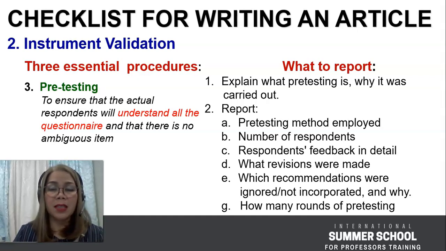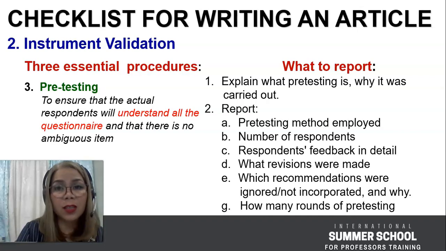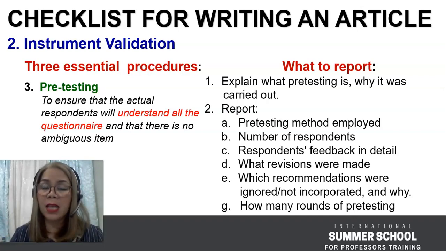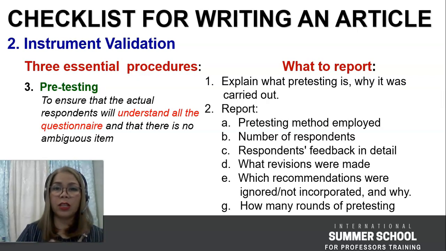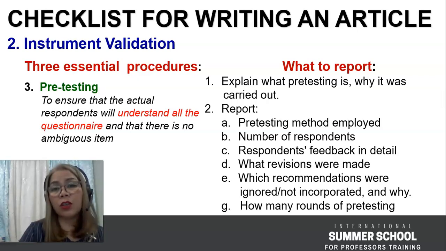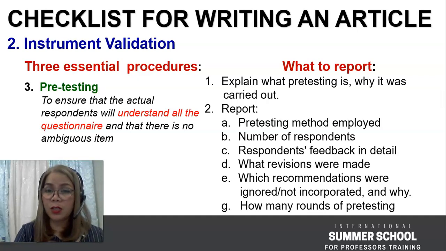For example, the actual respondents of the pre-testing suggested to improve the question items, but in our discernment, we think that it's all right. This recommendation can be removed, or it is all right not to incorporate this recommendation in the research instrument. And then how many rounds of pre-testing was conducted in that particular study.